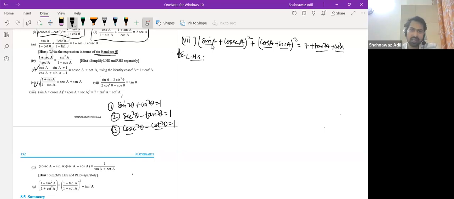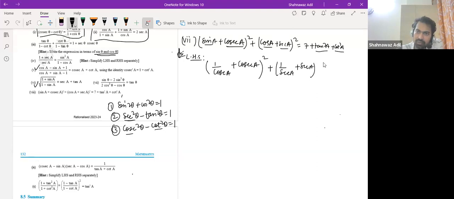Because either we can write sin A in terms of cosec A, or we can write cosec A in terms of sin A. So which one should we replace? Sin A, absolutely right. So what can we write about sin A? 1 by cosec A. So 1 by cosec A plus cosec A, whole square, plus 1 by sec A plus sec A, whole square, right?